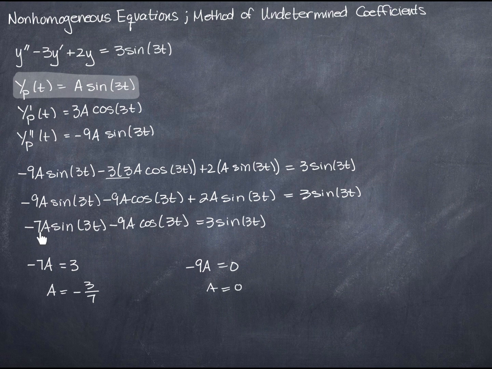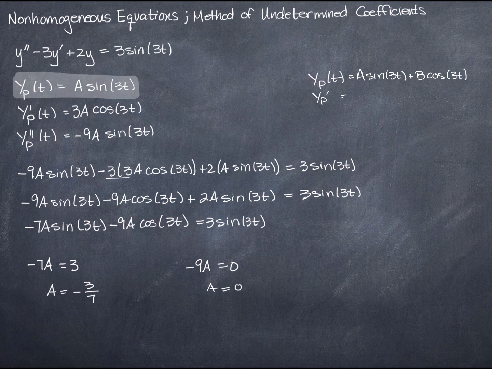We found out that the coefficients of sine would need to match, but the coefficients of the cosine term would also need to match, but they couldn't because there was no cosine term. So why don't we try a different y sub p? Since the work that we did here had both a sine and a cosine in it, let's try a times the sine of 3t plus b times the cosine of 3t.